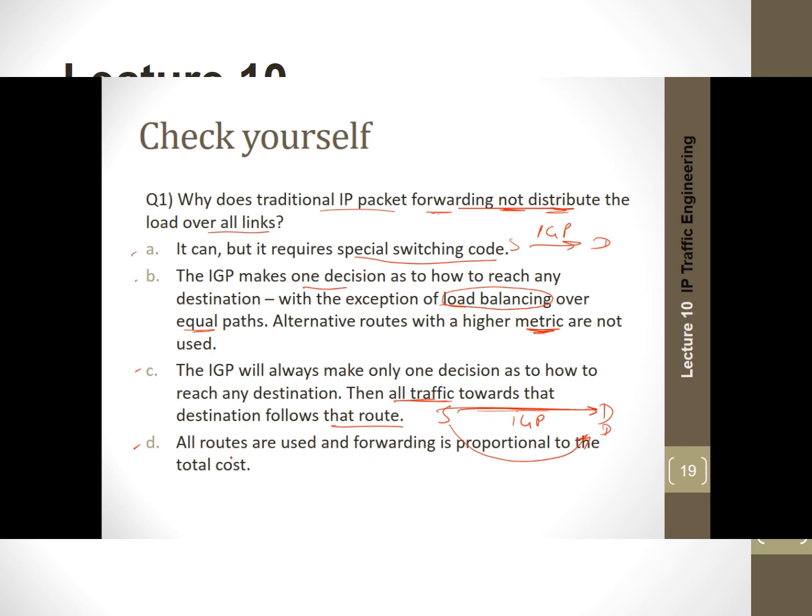Another point could be that all routes are used and forwarding is proportional to the total cost. It says that all routes are used and forwarding is proportional to the total cost. We need to make sure that the total cost is directly proportional to the routes used. So these are a few points we need to keep in mind about why traditional IP packet forwarding does not distribute the load over all links.